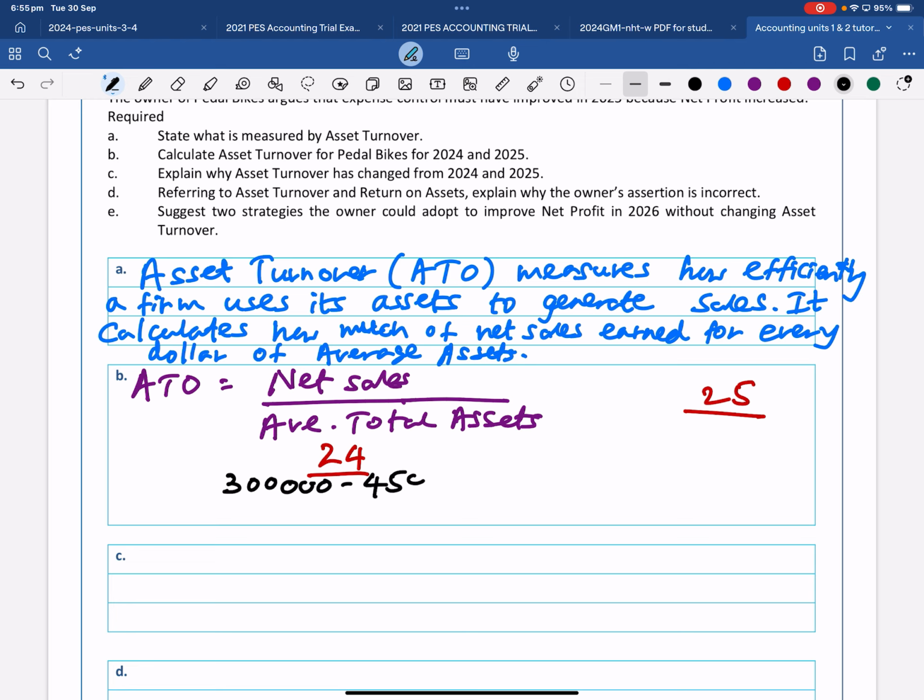Always, guys, write the formula when you calculate the ratios. Okay. Can I go to the restroom? No.